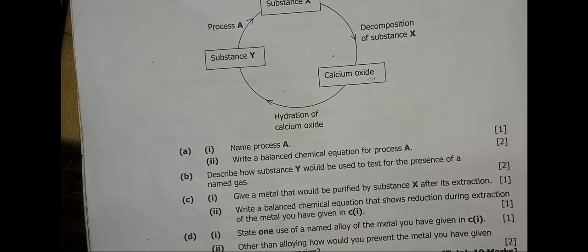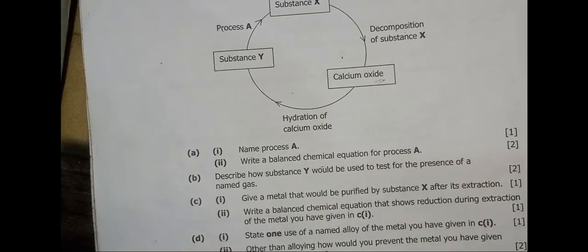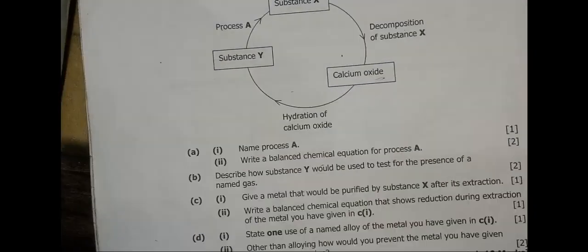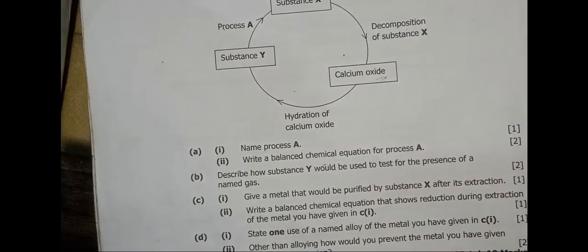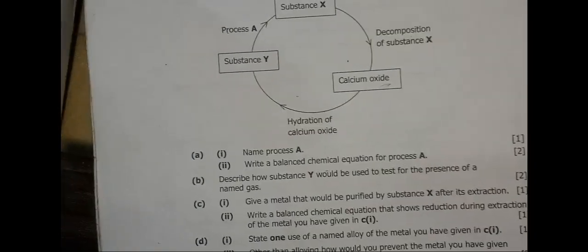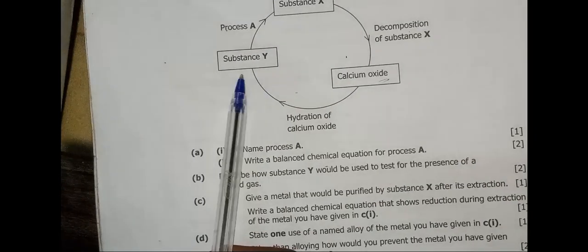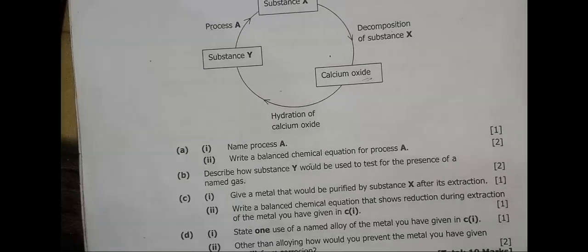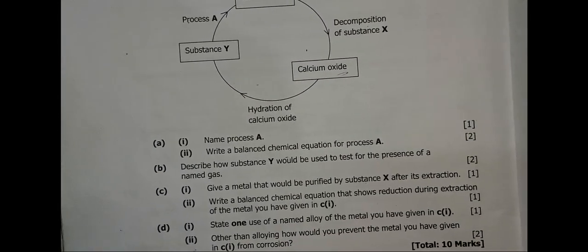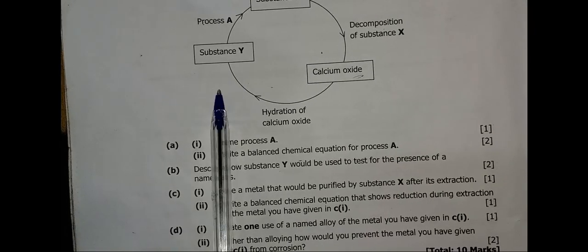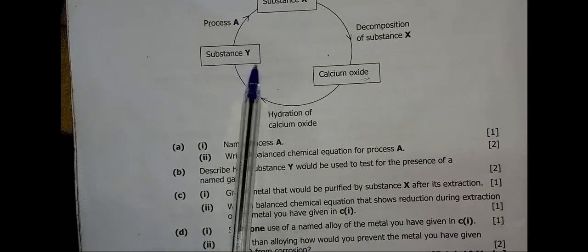But how? So substance Y will be dissolved in water, and then the gas will be bubbled through the solution of substance Y, and then there will be some bubbles formed, and substance Y will turn milky. So this substance Y is what we call lime water. So the identity test for carbon dioxide, we know it turns lime water milky.